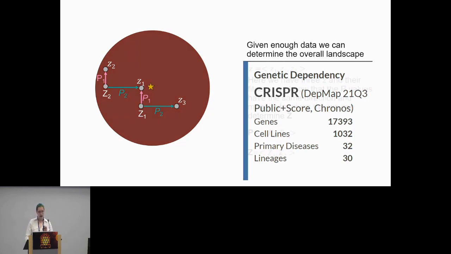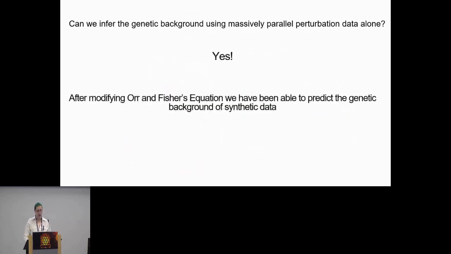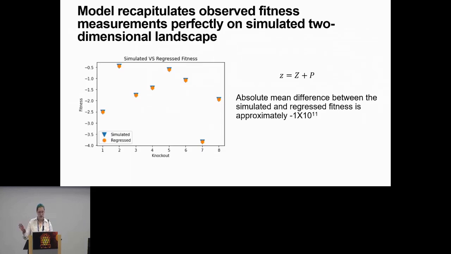So can we infer the genetic background of cancer using massively parallel perturbation data alone? So far, it seems yes that we can. After modifying Orr and Fisher's equation, I've been able to predict the genetic background on synthetic data extremely successfully. This is the modified equation here. So that's what this looks like on a very simplified, just 2D landscape. We have the simulated fitness, which is the blue triangles, and we have the regressed fitness. So we're able to get back to our simulated fitness using the model.